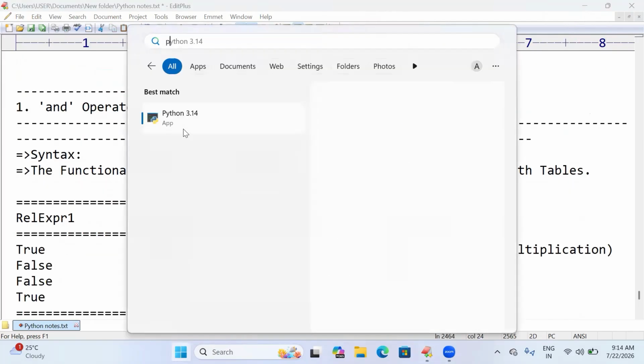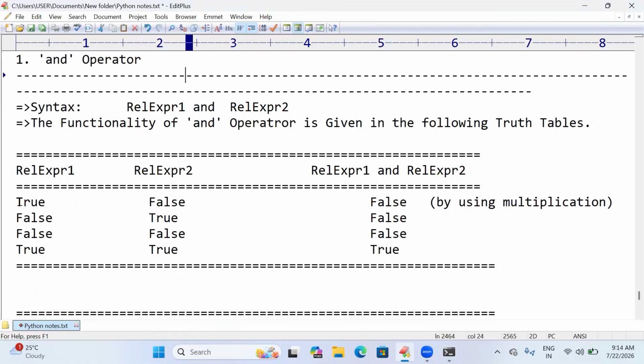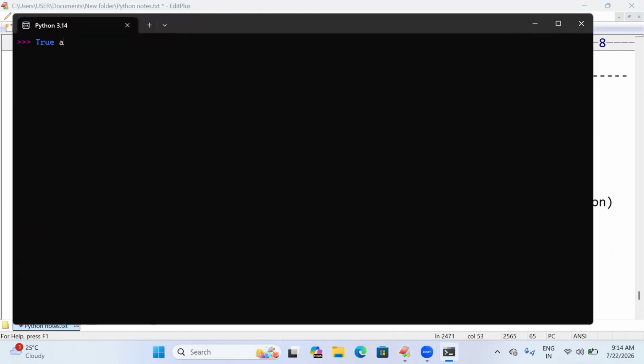Now I'm opening my Python command prompt. First I'm going to consider this type of example: true, false, false, right? Let's see whether it is right or wrong. True and false.